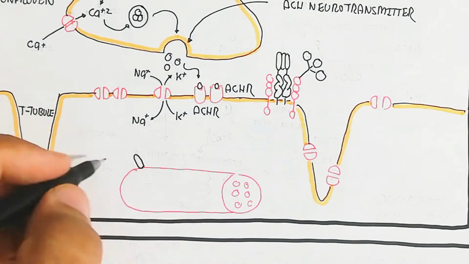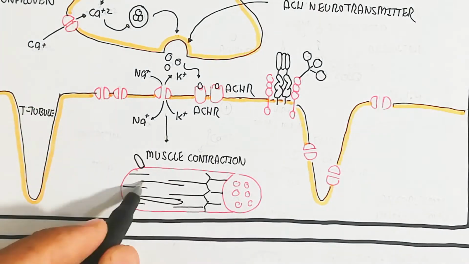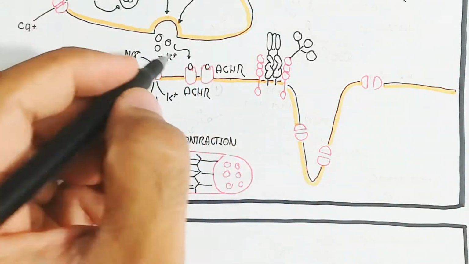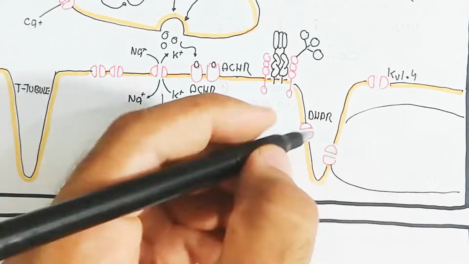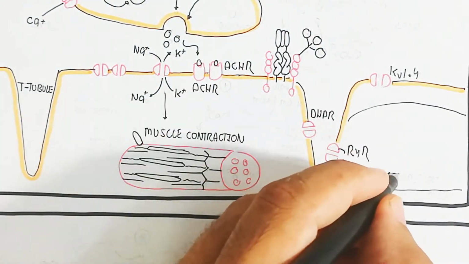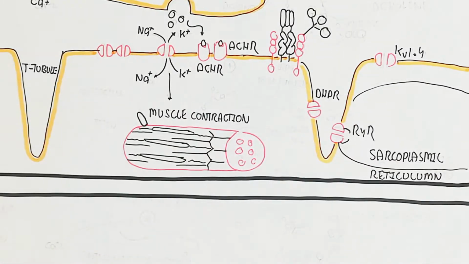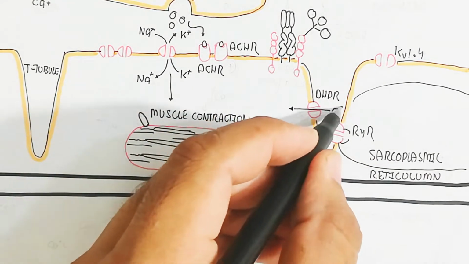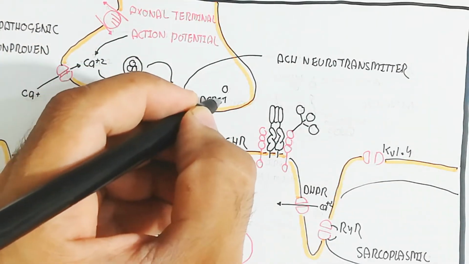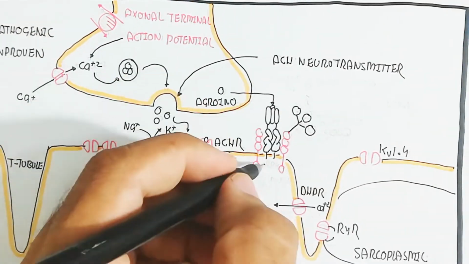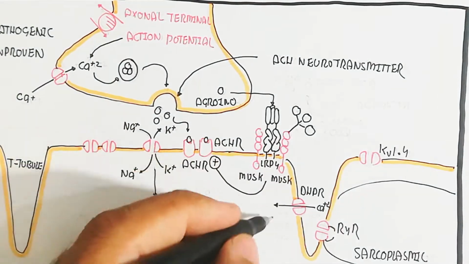After this, the DHPR receptor is activated and the RYR receptor in the sarcoplasmic reticulum releases calcium into the cytoplasm. The increase of calcium in the cytoplasm binds with troponin on the muscle sarcomere, which contracts the sarcomere, the functional unit.